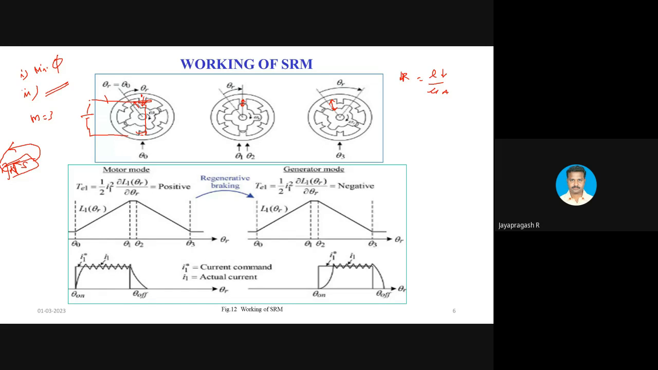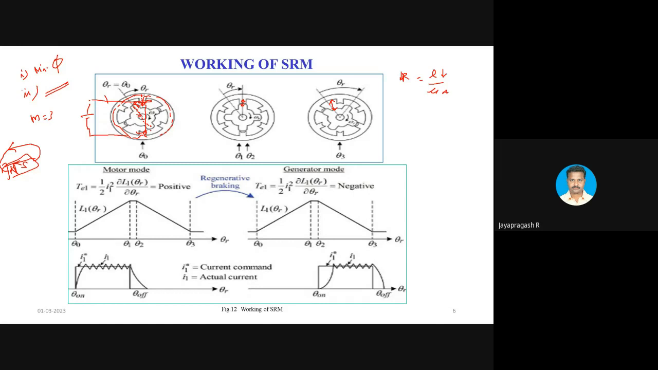So here also, the magnetic field established by exciting phase A will be completing its path like this. The magnetic flux lines will cross the air gap and complete their path like this. Half of the flux will complete its path like this, and the remaining half will complete its path through the left hand side portion of the yoke.